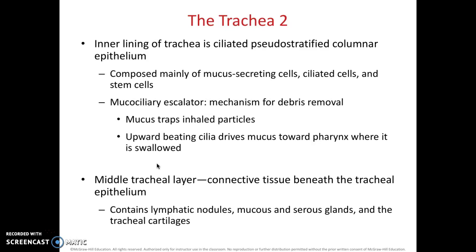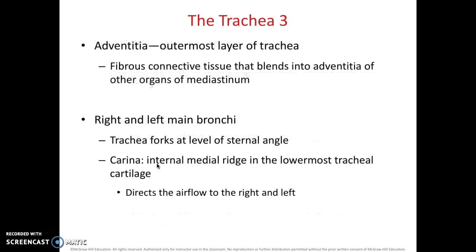This contains lymphatic nodes, mucus and serous glands, and the actual tracheal cartilages. The adventitia is the outermost layer of the trachea, and this is made up of fibrous connective tissue that blends into the adventitia of other organs within the mediastinum.